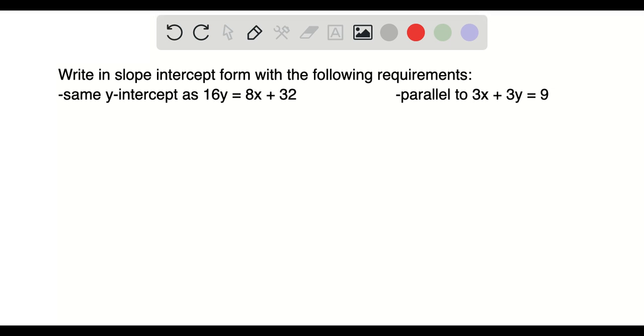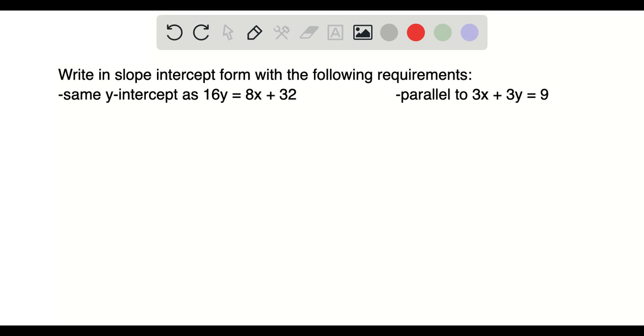In this question, we are asked to write a linear equation in slope-intercept form with the following two requirements. The equation has to have the same y-intercept as 16y is equal to 8x plus 32, and it has to be parallel to the line at 3x plus 3y is equal to 9.